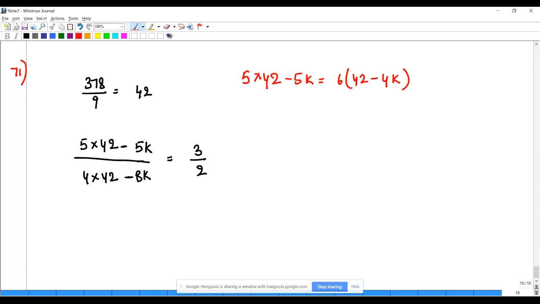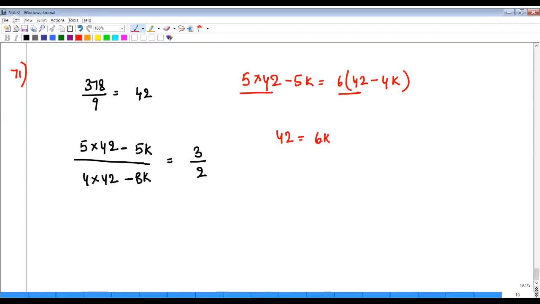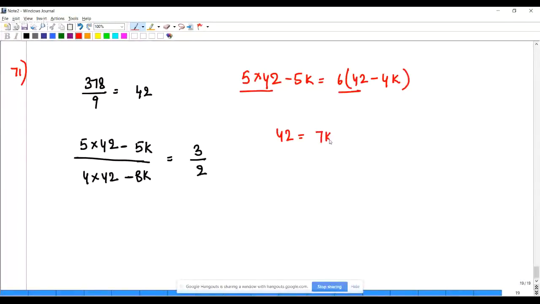So 6 into 42 minus 5 into 42, you'll get 42. Here I'll get 5k, and here it is 3 into 2, you'll get 7k. k is equal to 6. So take the common of 6 here, take the common of 2, and finally we get k equals 6.